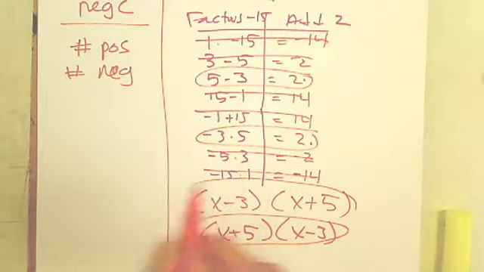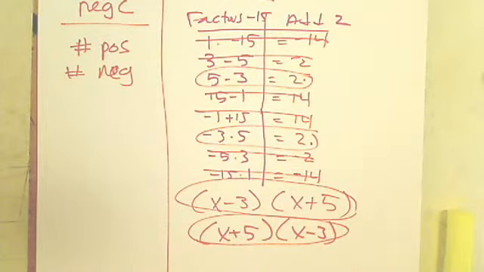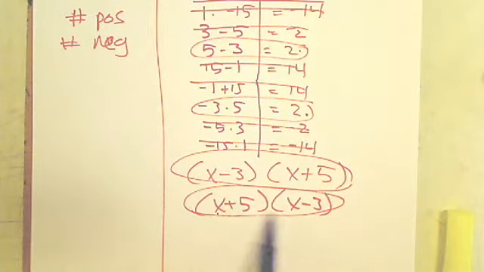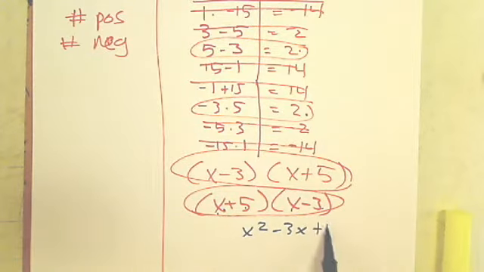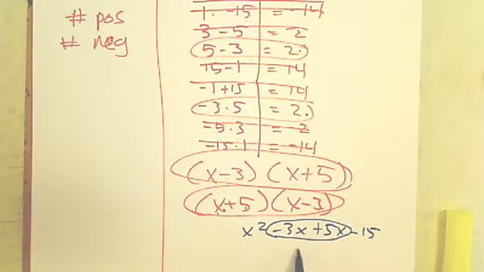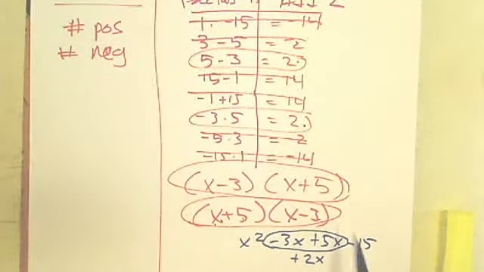These will both work. Now, if you're wondering, well, how do you know? If you check by FOIL, x times x, x squared, minus 3x, positive 5x, minus 15. If you combine like terms, that gives you a positive 2x in the middle. So I know that these two factors are okay. Does it matter which one? No. Just pick one.